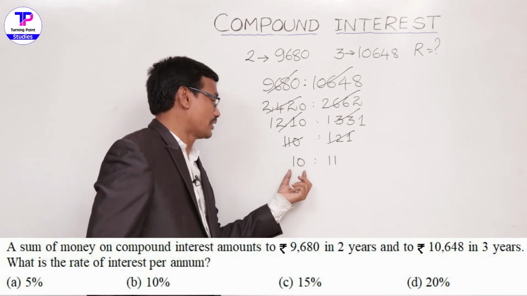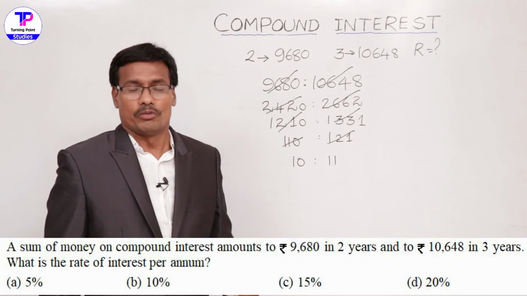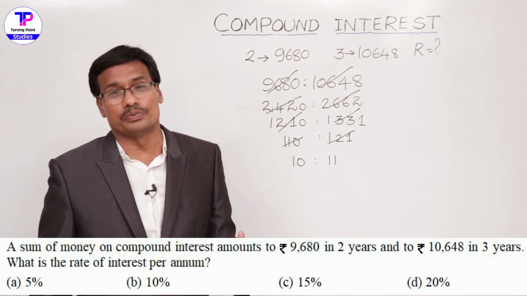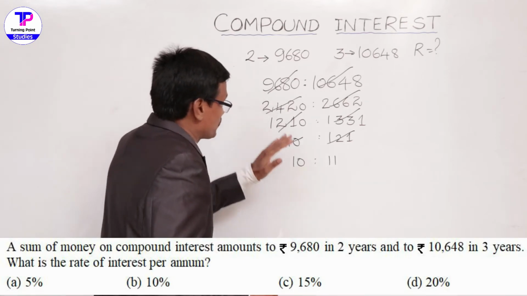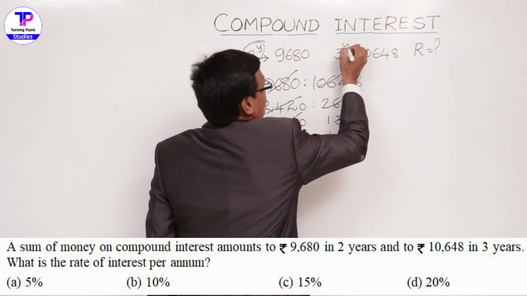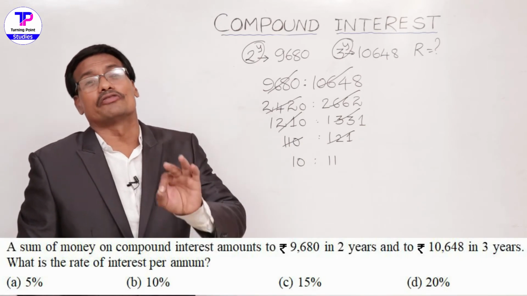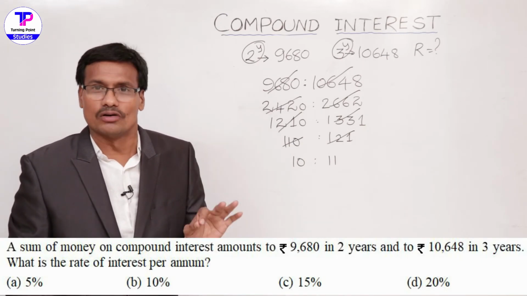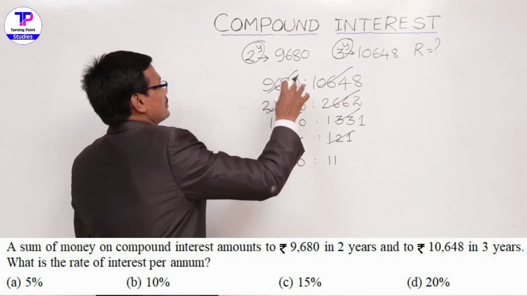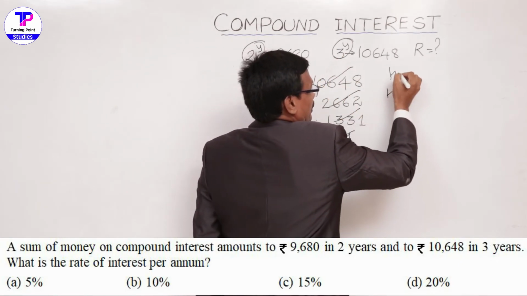But whether these 10 and 11 are squares or cubes? No. But why are you not getting the squares and cubes? Because this is the 2 years, no? And this is the 3 years, no? So like these problems, consider n is equal to difference of years. Here 3 years and this is 2 years. So what is n?